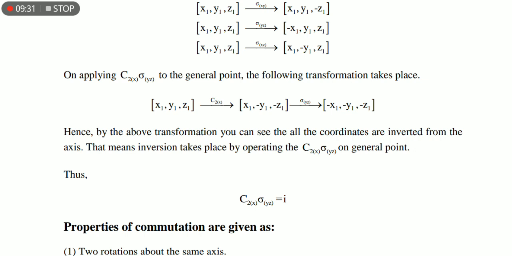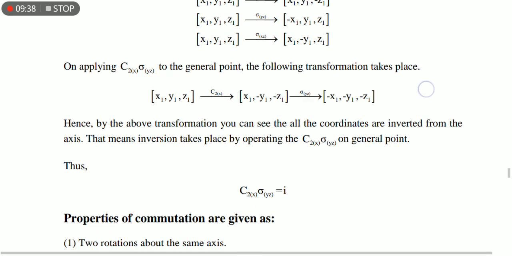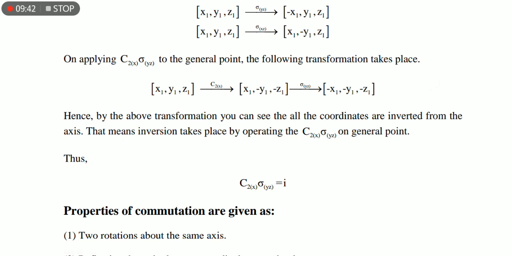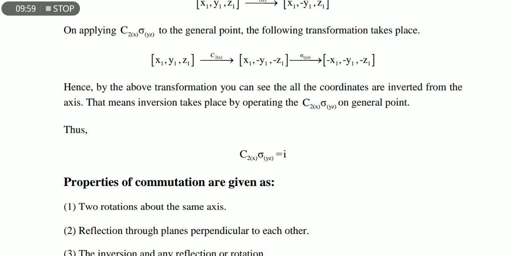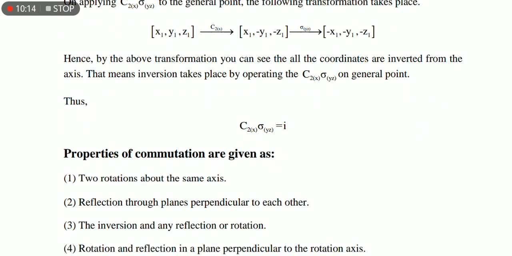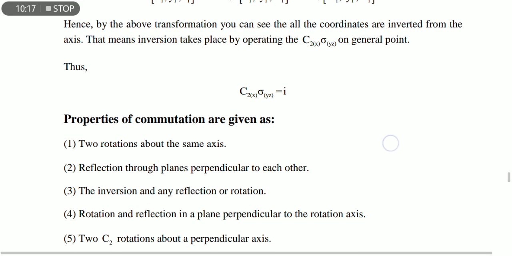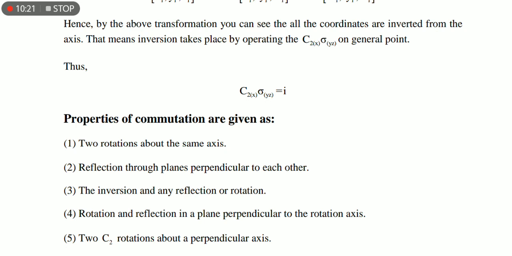Now we can see, on applying C2 along the x-axis followed by the plane of symmetry along the yz plane to a general point, the following transformation takes place. x1, y1, z1. If you operate C2 along the x-axis, it gives x1, minus y1, minus z1. If you apply sigma along the yz plane, it gives minus x1, minus y1, minus z1. Hence, by the above transformation, you can see all the coordinates are inverted through the origin. That means inversion takes place by operating C2 followed by sigma on a general point. Thus, we can write C2x into sigma yz is equal to I.